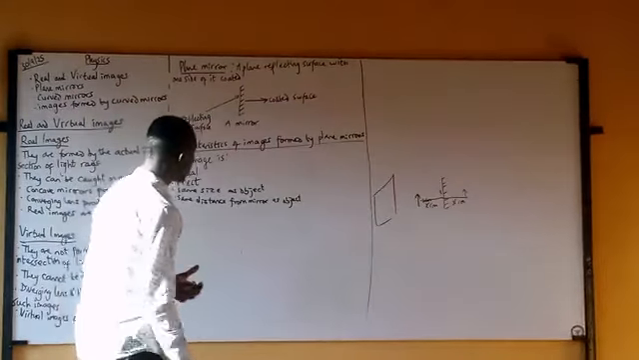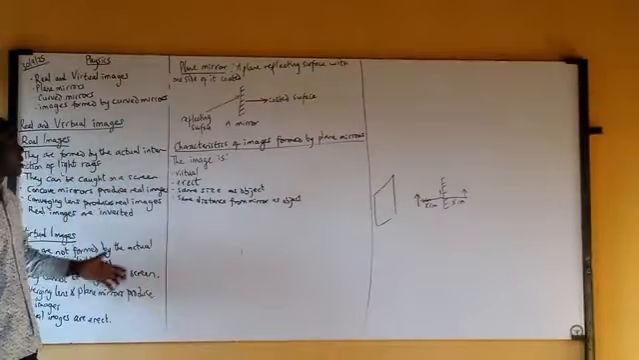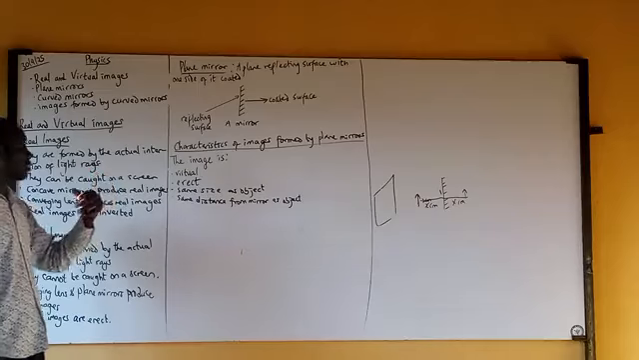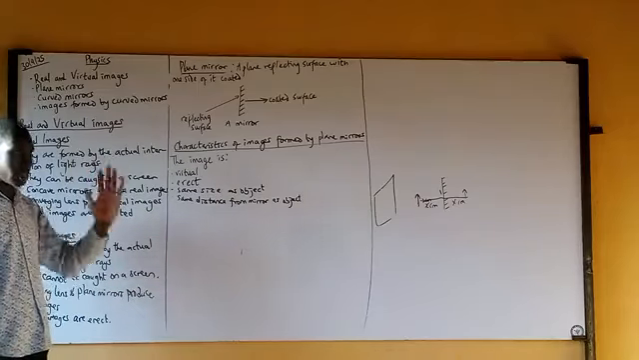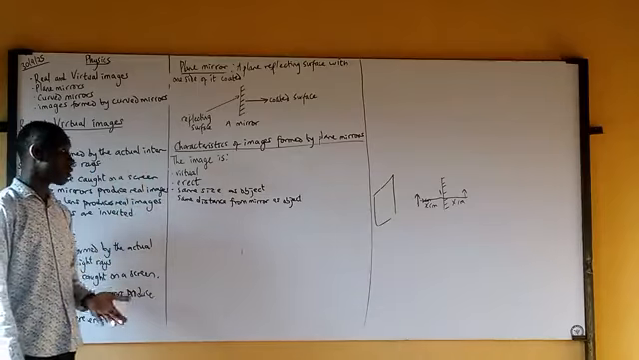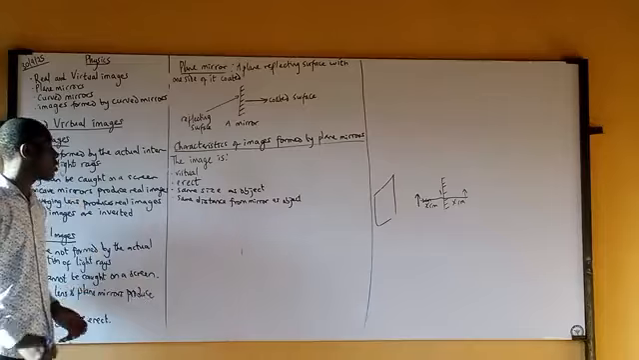So, characteristics of images formed by plane mirrors are that the image is virtual, that is, it cannot be caught on the screen. It is formed behind the mirror. Direct, that is, the orientation remains the same, just as the object. Same size as object, same distance from mirror as object.